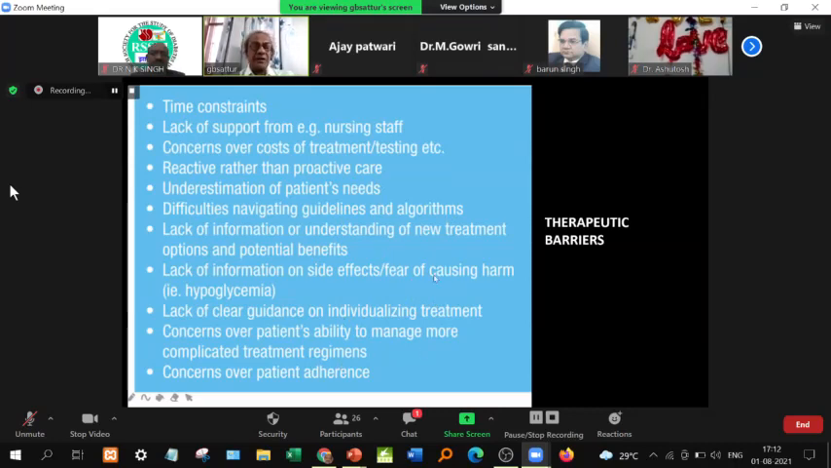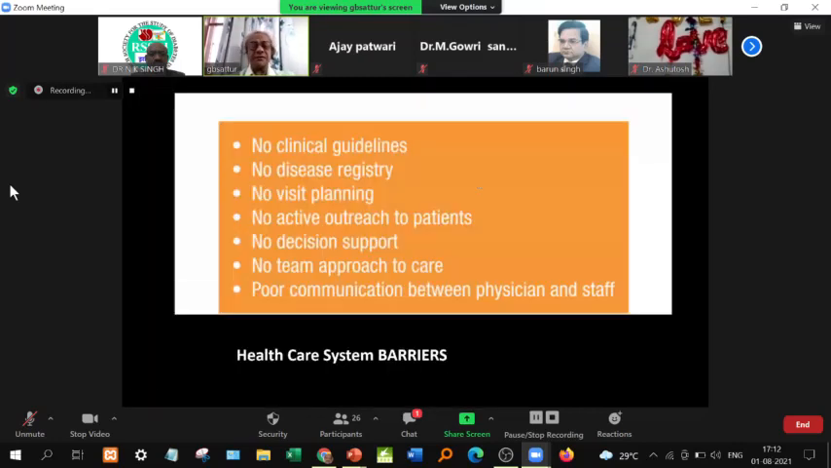So, lack of clear guidance. There are many Indian guidelines, and RSSDI is one of them, and we really don't follow them. We want to follow ADA, but it doesn't suit us. So these are all certain factors that we need to know.